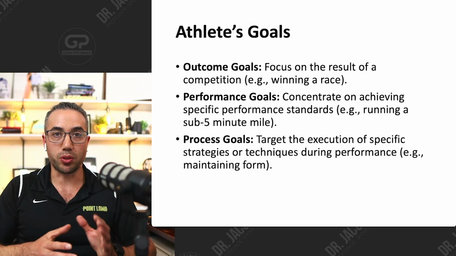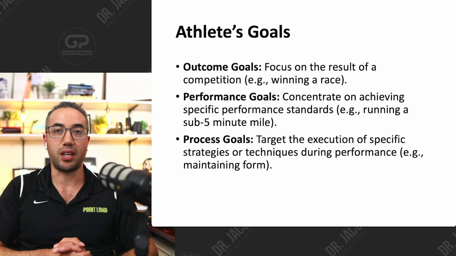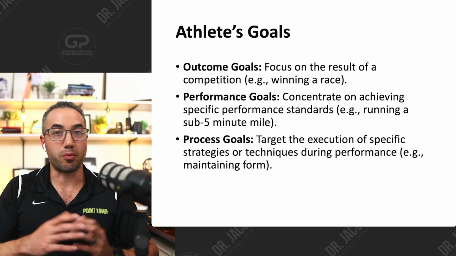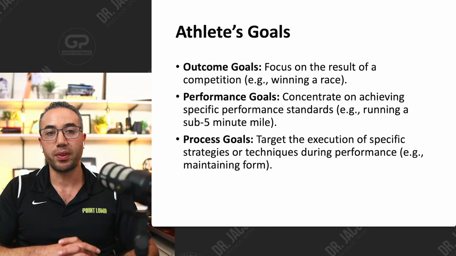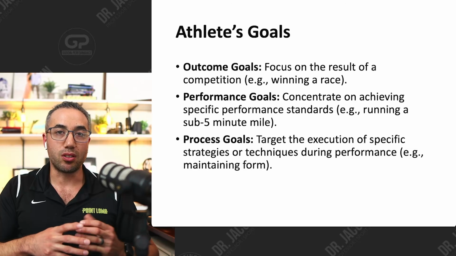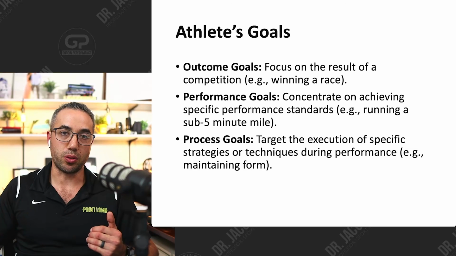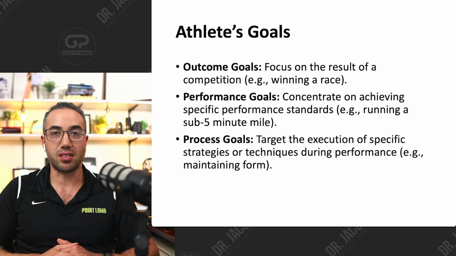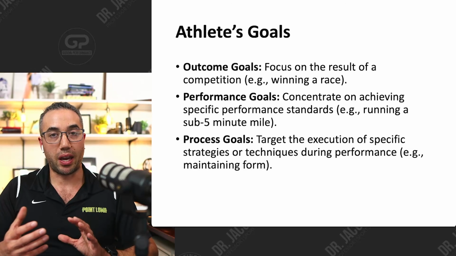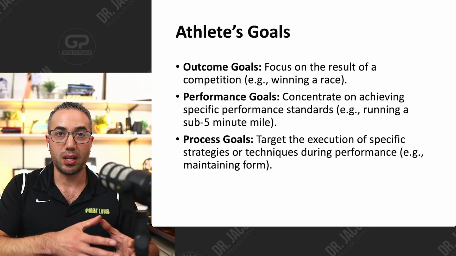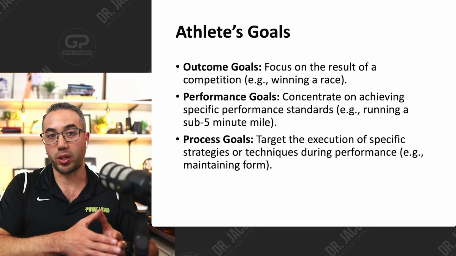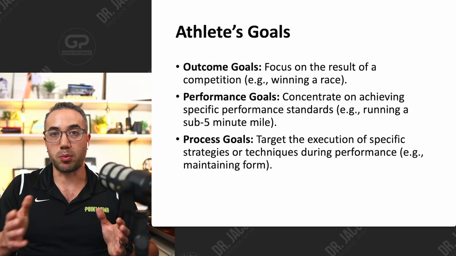What are their performance goals as far as the marks that they want to hit? Let's say, for example, running a sub 5-minute mile could be a performance goal. And then a process goal: what are they going to do along the way to get to those goals? Having those three things established will help you both to be accountable to creating a training program that sees them along the path from point A to point B for that outcome goal and the performance goals.